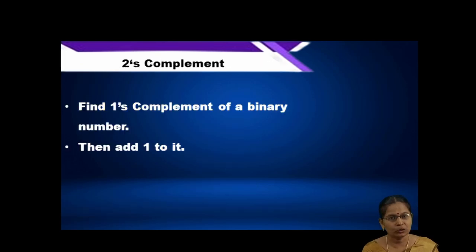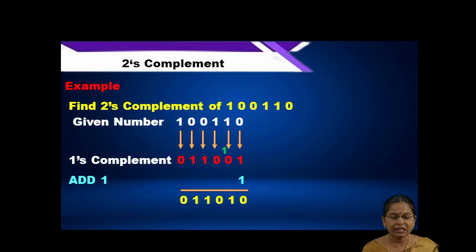Next value is 2's complement. First we have to find the 1's complement of a binary number, then add 1 to it. So this is an example for 2's complement. To find 2's complement, we have to find 1's complement first, that is by replacing each 0 by 1 and 1 by 0. So the 1's complement of the number is 0 1 1 0 0 1. The original bit is 1 0 0 1 1 0. Next we have to add 1 to it.